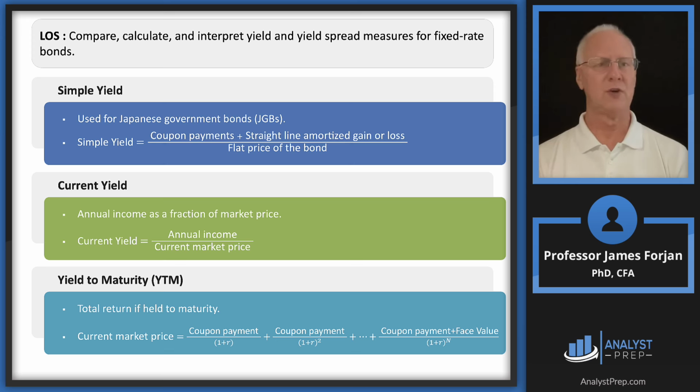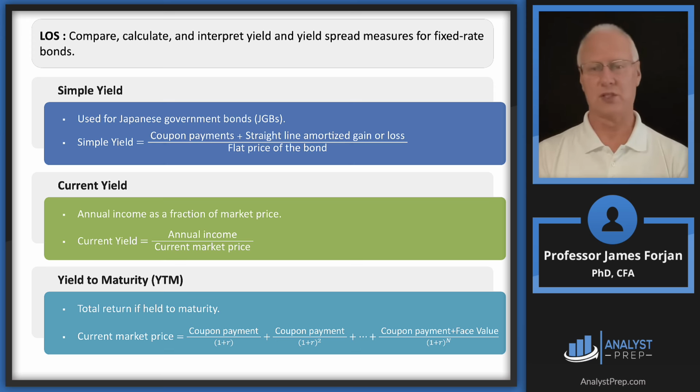Simple yield is used for specific countries' government bonds, Japanese government bonds in particular. This is relatively straightforward: coupon payments plus some kind of expected gain or loss from the straight line amortization schedule, divided by the flat price of the bond. Recall we had a good conversation on the difference between the flat price and the full price. We talked about accrued interest and all that. The reading doesn't really tell you much about the simple yield. In fact, there are no problems in there, so I'm guessing you probably won't have to do that.